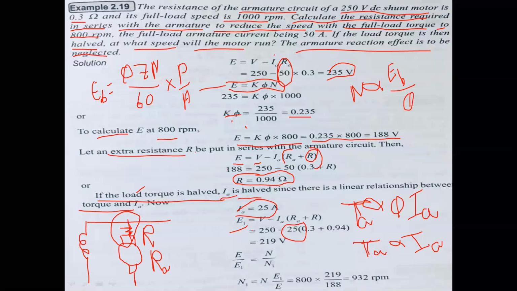Therefore, Eb is proportional to N. So E1 is proportional to N1, and E2 is proportional to N2. Therefore, the speed of the machine is calculated.